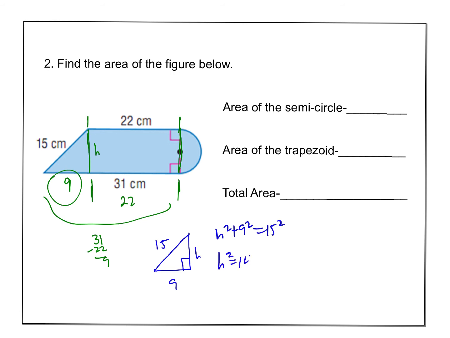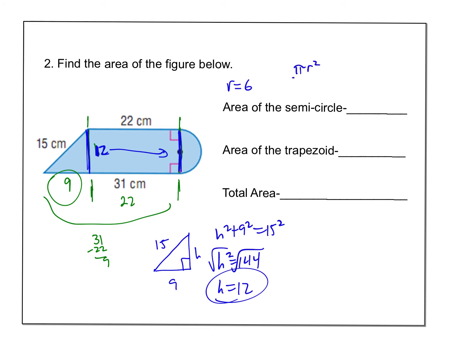So h squared is 144. So h is just going to be 12. You know, square root, square root. That's all I'm looking at. So this becomes 12. Why is that important? This here also matches up to this down here. So for my semicircle, for my half circle, my radius is actually 6.